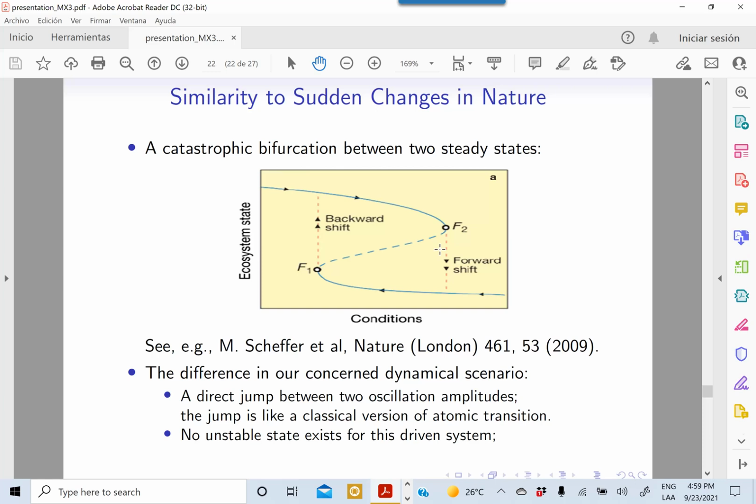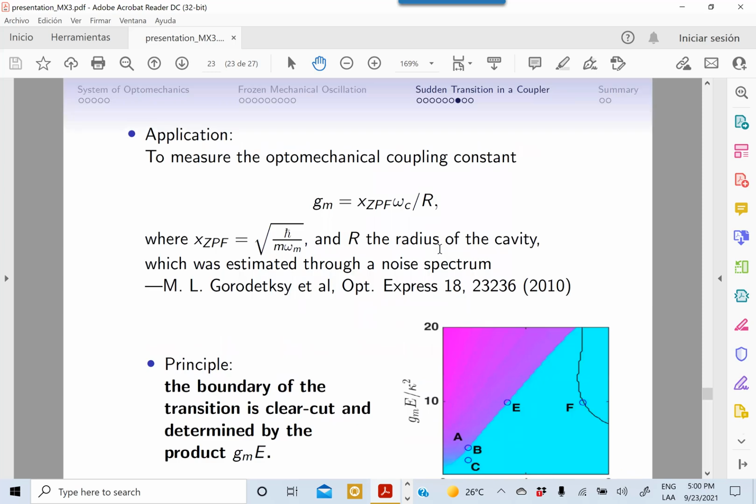This type of transition has some important application, because this jump is very easy to detect, as far as I know already. We just give one example here for this talk: measuring the optomechanical coupling constant. As we mentioned before, on the single photon level the optomechanical effect is very, very small. This G, this constant, is very small because it's proportional to a zero-point fluctuation.